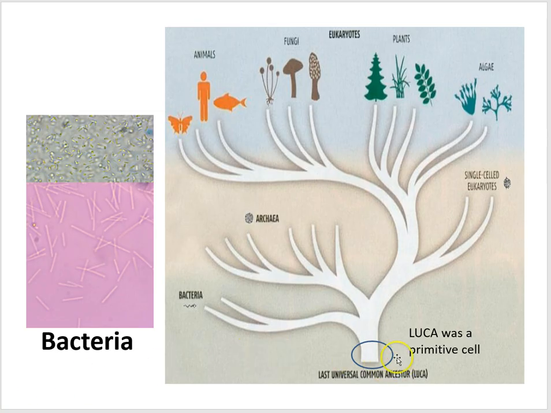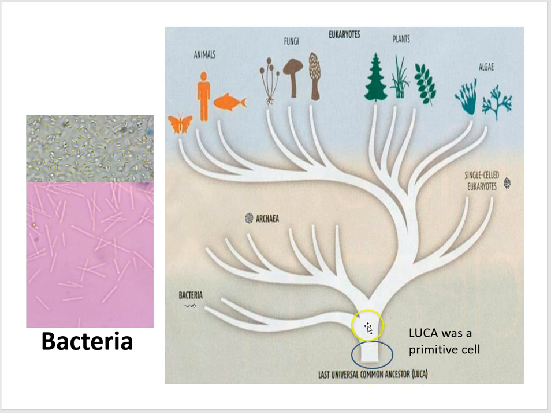So when we think about the origin of life, it's an amazing story. The first living cells would have then given rise to all life on Earth. So we're going to call this LUCA, the last universal common ancestor. It was a primitive cell.